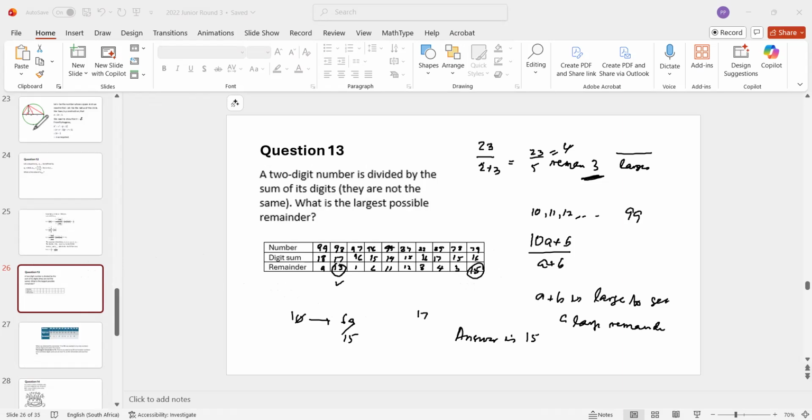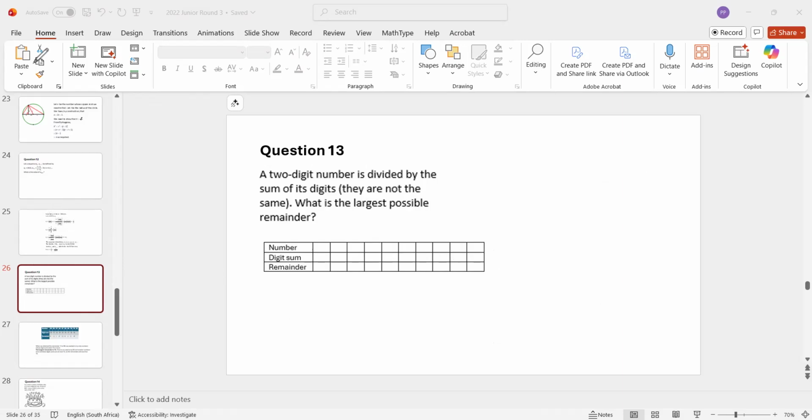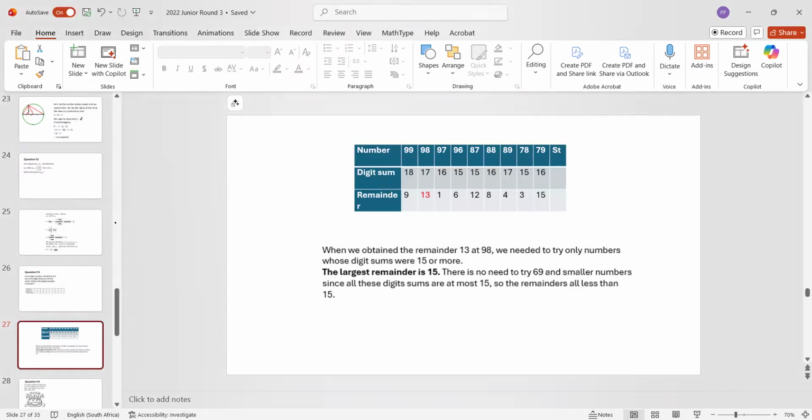Okay, so let's just clear out all the drawings, and you can have a look at the solution that I had worked out. You can see at the bottom there you got 15, the same diagram which I had, and that ST means stop here because there's no need to. I explained why you have to stop there, because for all the other numbers, the digit sum is 15 or less, in which case the remainder will be 14 or less. It's not going to beat 15.